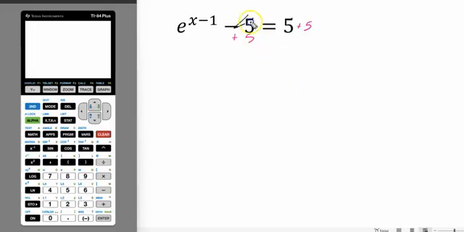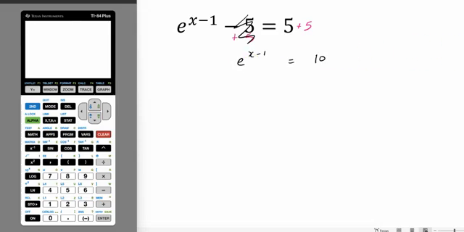And so that's going to give me e to the x minus 1 is equal to 10. Now, since I have the exponential term by itself, I can take logarithms of both sides. Now, what base am I going to use? Well, the base of this exponent is e, and so I'm going to take logarithms in base e of both sides.